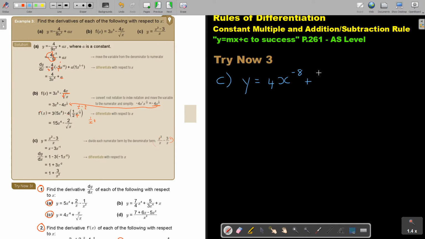Plus, and again, see your variable on top, but also see the variable at the bottom. Okay, so we have to simplify a little bit first there. So before we differentiate, let's get it ready.